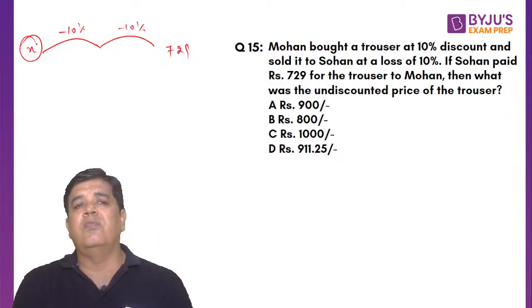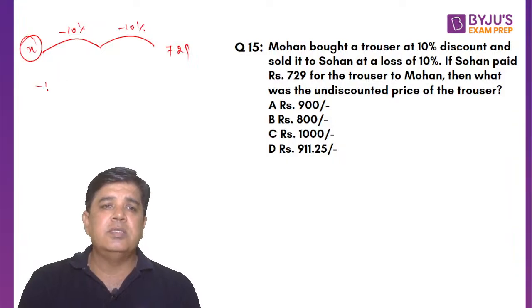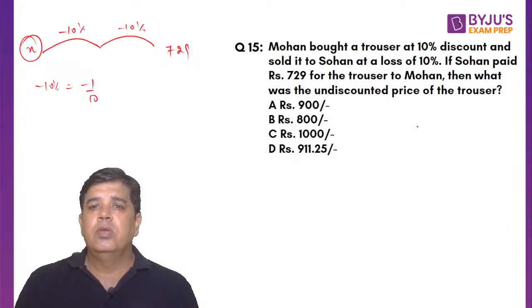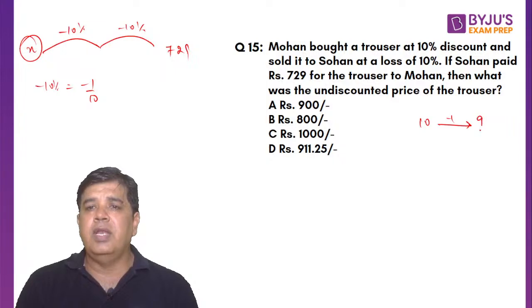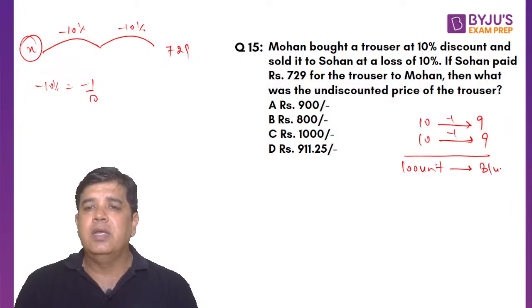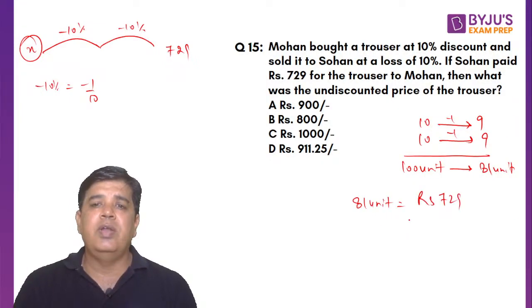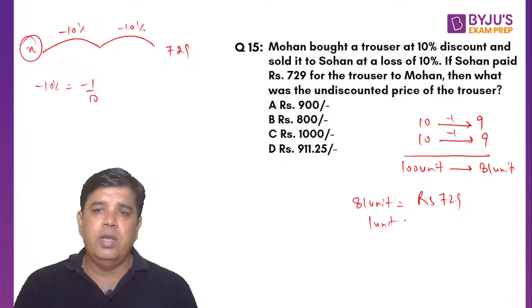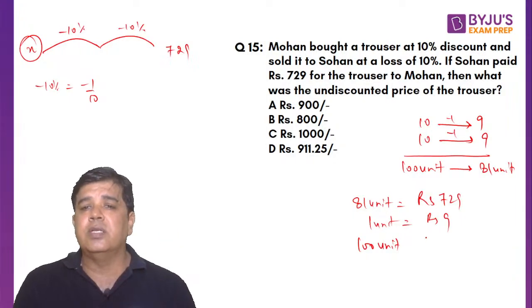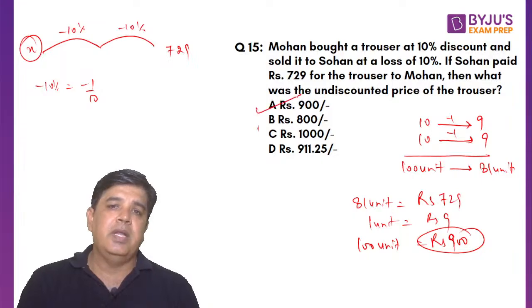So there are two successive discounts. 10% means 1/10. So on 10 there is a discount of 9. Second time 10, discount of 9. So the item which is of 100 units is sold at 81. But it is given that this 81 unit is equivalent to rupees 729. So 1 unit be rupee 9. So 100 units, which is the earlier price undiscounted, will be rupees 900. A part is the correct answer.